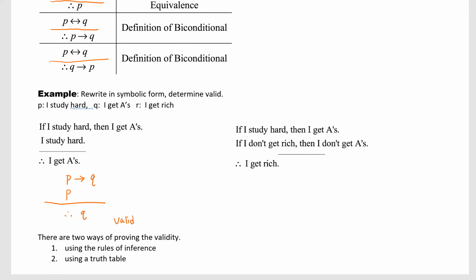Yes. This is P implies Q, and then we have P, therefore Q is happening. This is modus ponens.